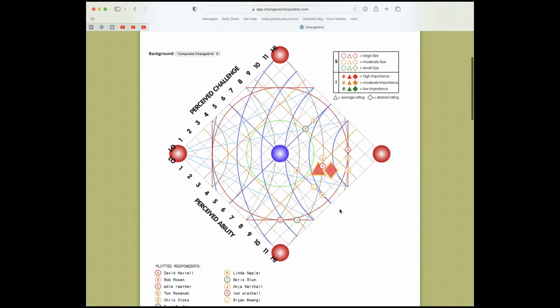Brian, that would be interesting if you put your whole family on there, put your own change grid, and had them respond to it. Yep. I agree. Very interesting.